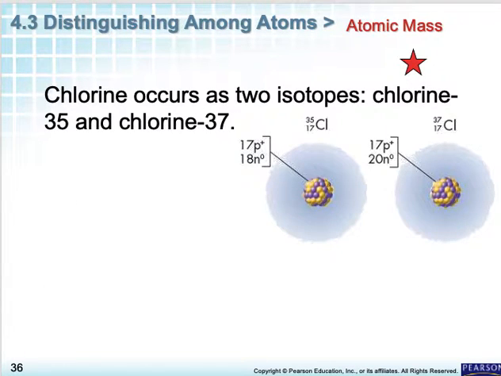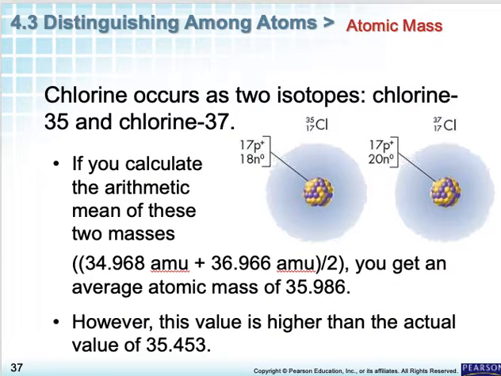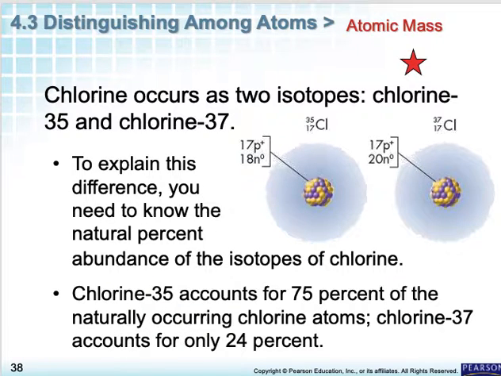So chlorine has 2 natural isotopes, 35 and 37. If you were just to add the 2 masses together and divide by 2, you would get 35.986, which is not the right answer. You cannot, I repeat, cannot add the masses together and divide by the number of isotopes. That will not get you the true value. You need to do what's called a weighted average. You need to take the percent abundance, convert it to a decimal, multiply by the mass, and add them all together.